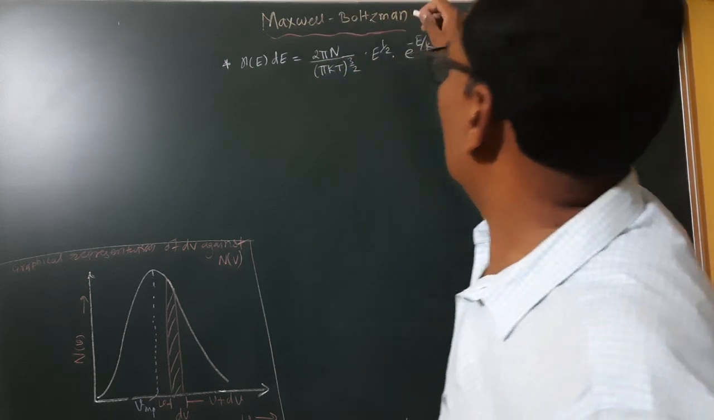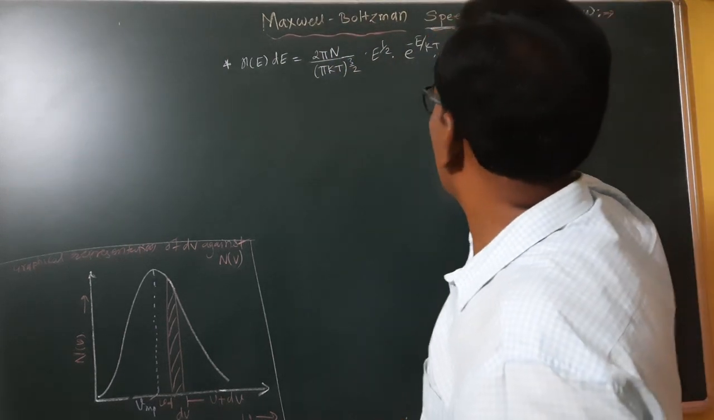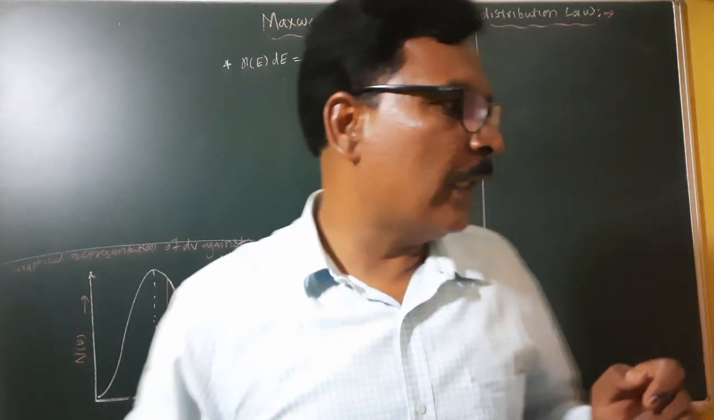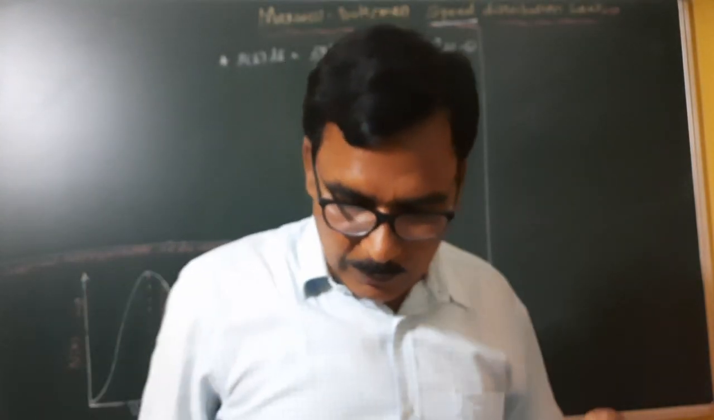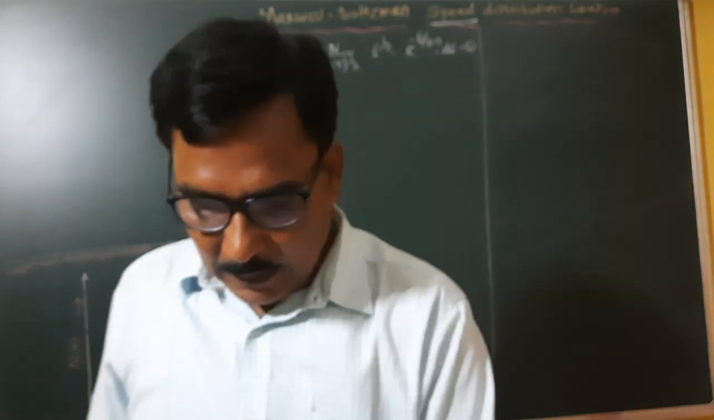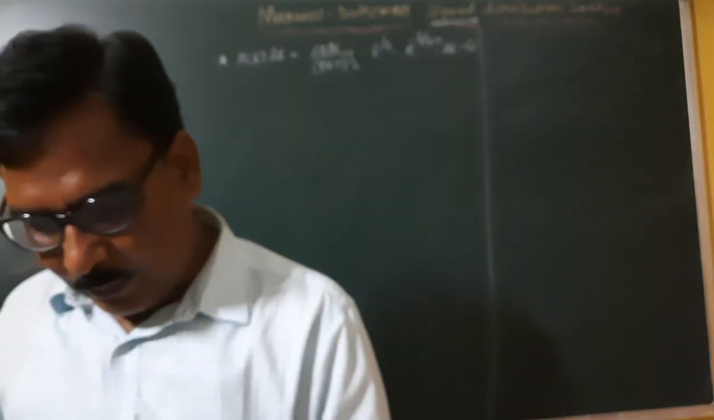We continue to derive the Maxwell speed distribution. By using that equation, we have to derive the Maxwell speed distribution. For this, there is a very important condition we have to consider. One more point we have to write here.